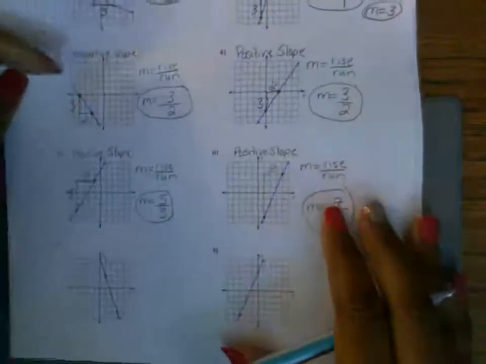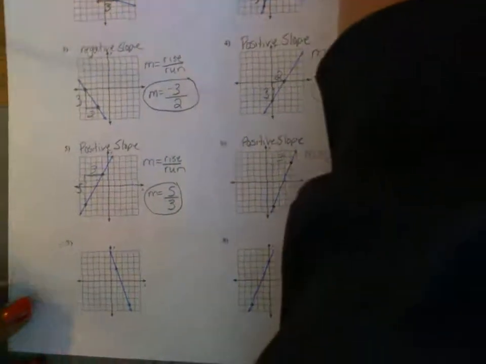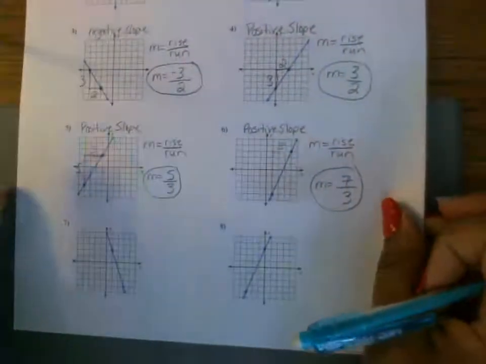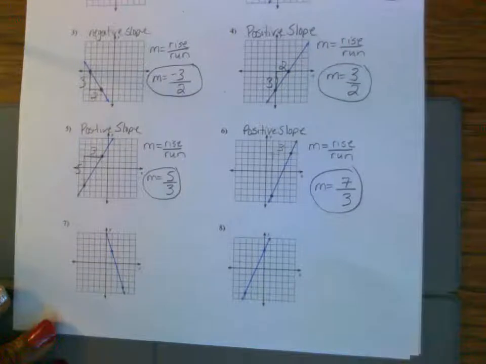All right, let's look at number 7. Somebody different. If you don't want to speak, guys, please type it in the chat. What kind of slope is number 7? What kind of slope is number 7? And I'll pause real quickly, give you time to think.